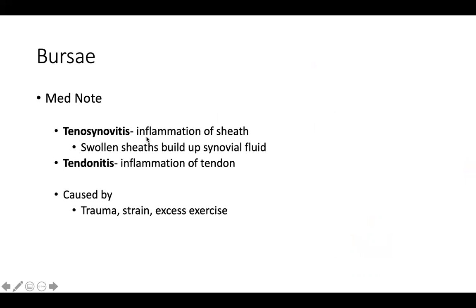Tenosynovitis is just an inflammation of the sheath. Swollen sheaths build up with synovial fluid, so it gets too big, it starts to cause pain. Tendinitis is inflammation of the tendon itself, so that would be the structure. The connective tissue is inflamed versus the sheath. Stress, trauma, strain, exercise, all cause the bursa and tendon sheath inflammation.